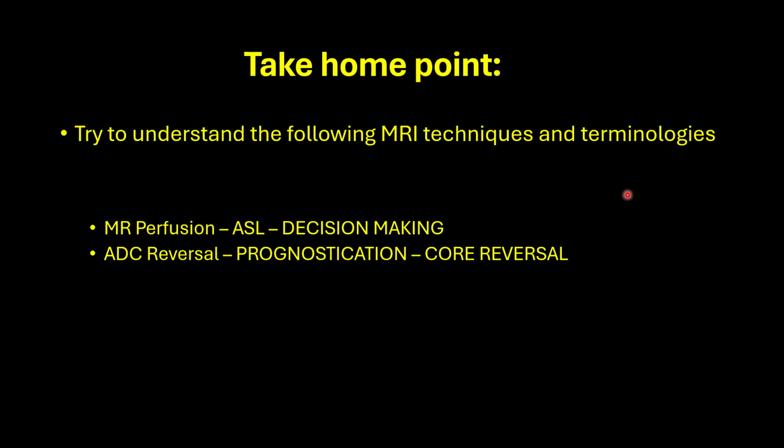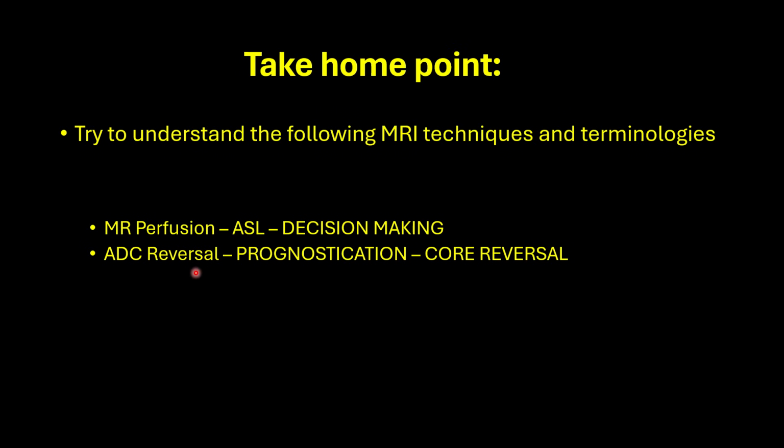So to conclude, the take-home point is this. Use MR perfusion arterial spin labeling. It's a very important decision-making tool regarding whether to open it or not, especially in partial occlusion. In complete occlusion, usually ASL will be positive. There is no doubt regarding it. The second thing that we need to know is the ADC reversal.